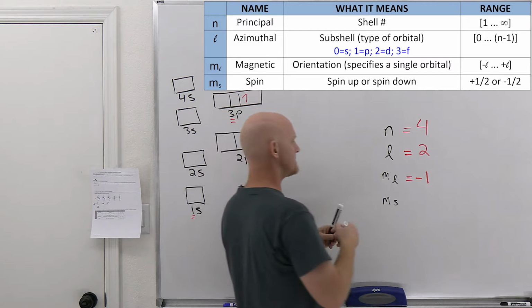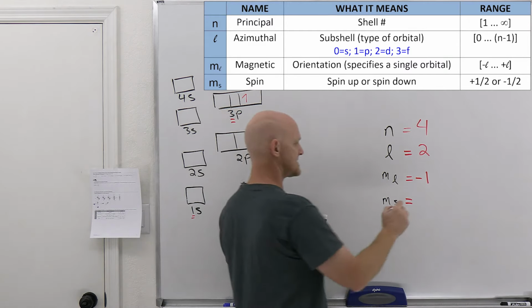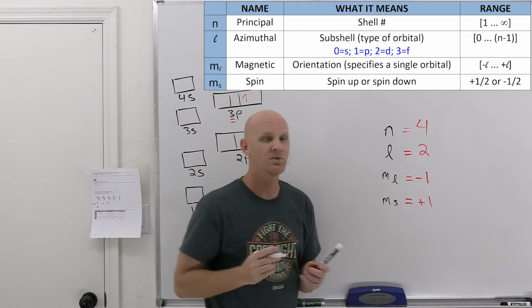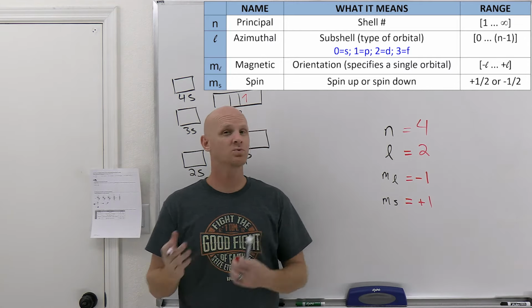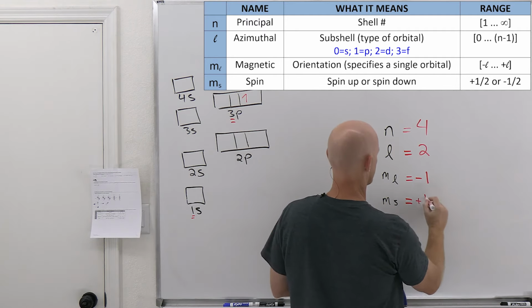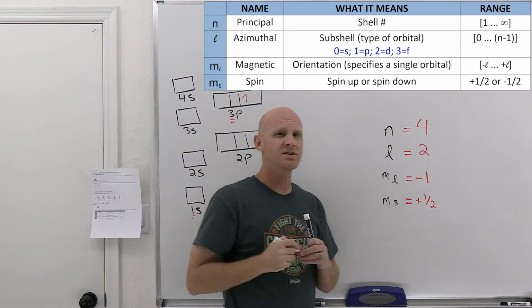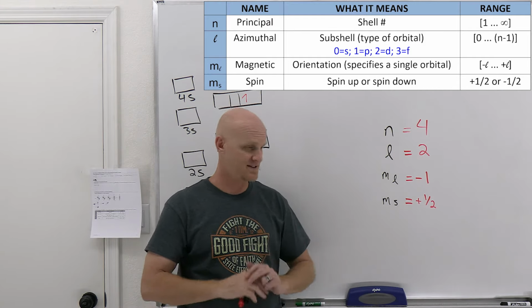And then finally for M sub S, there's only 2 values possible. And so if I say, hey, what if it's +1? Well, that's not one of the possible values. Again, the values for M sub S are either +1/2 or -1/2. And this is usually the first place I look. And so usually on a multiple choice question, I'll start with M sub S. And any answer that doesn't have +1/2 or -1/2, I just get rid of them.